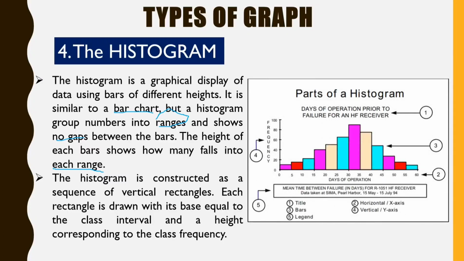Here is an example of a histogram. Once again, it is similar to a bar graph, but a histogram has no gaps. It means it is continuous because it represents a continuous set of data. So we have here the title, we have the intervals for the x-axis, the intervals for the days of operation, in the label, and then the frequency is in the y-axis.